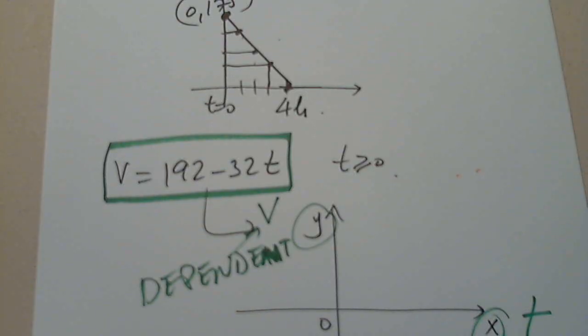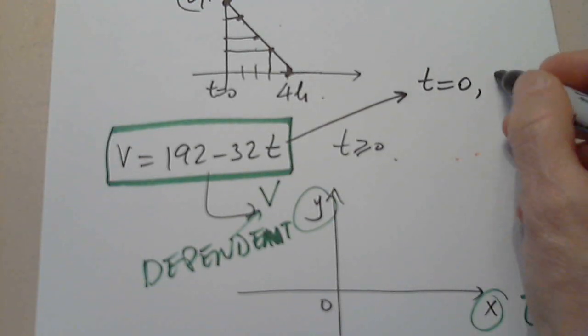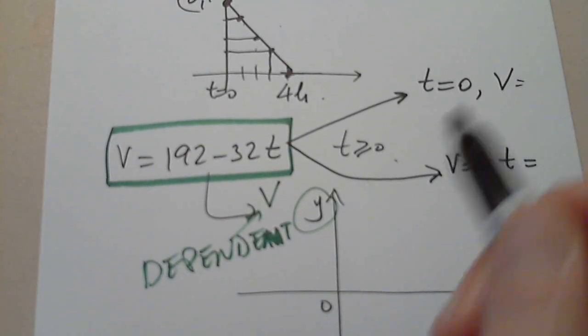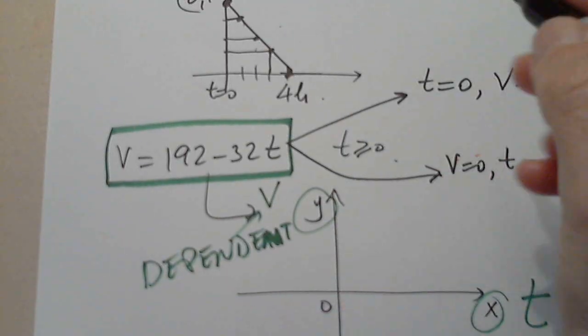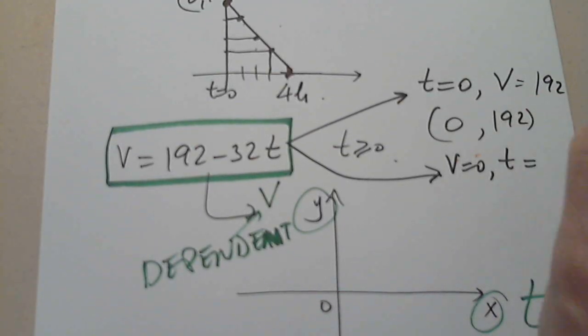But they're asking us to find the x and y intercepts. That's fine. So in order to find the x and y intercepts, as we always did, we make t equal 0 and determine v, and then we make v equal 0 and determine t. So the first one is very easy. When t is 0, how much is v? $192. Yes, when t is 0, v is 192. Can anyone give us the ordered pair right here, right now? 0, 192. That's it. Good.